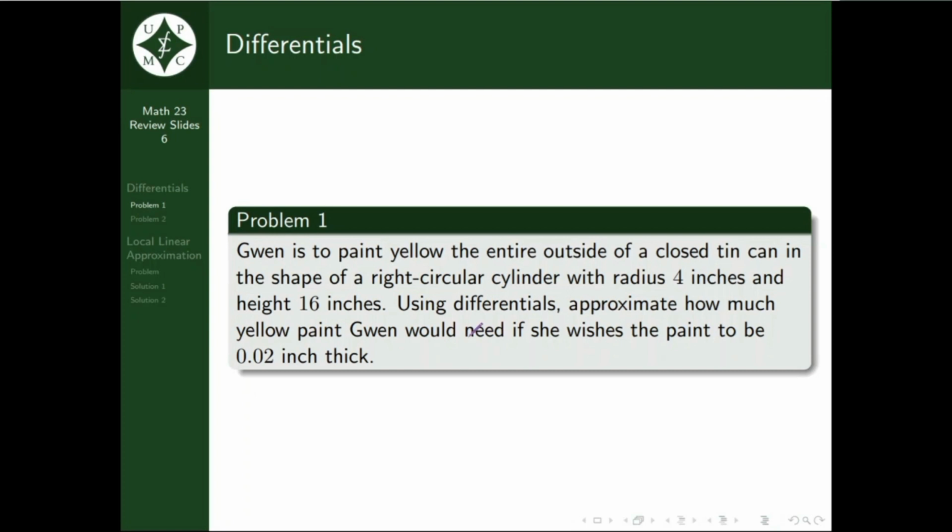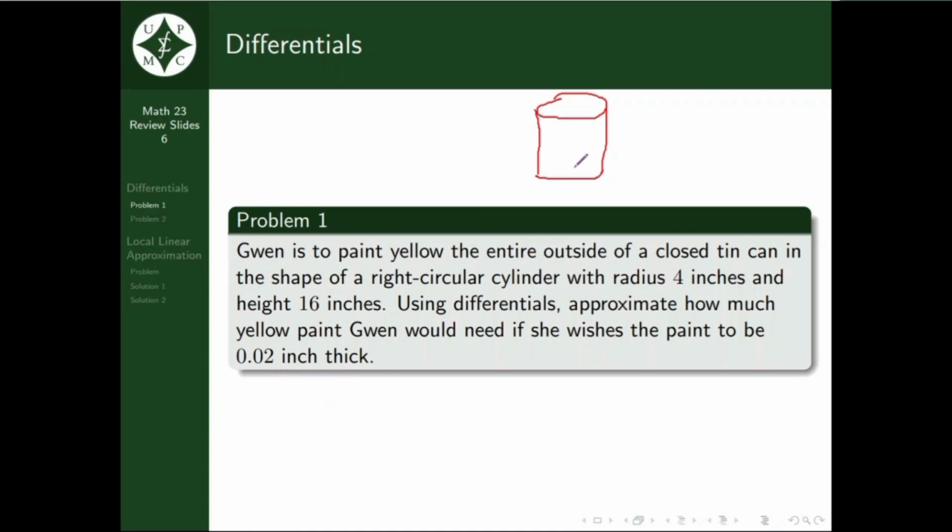So for this problem, it's nice to have a visualization. So i-try ko mag-drawing kahit hindi ako magaling. So ayan, may circle tayo dito kasi gusto ko mag-drawing ng can. So right circular cylinder daw siya. So imagine nyo na lang na tama yung drawing ko. So gusto niya i-paint yung entire outside. So basically ipipaint niya yung top, ipipaint niya yung body niya, ipipaint niya yung bottom. So eventually, ang kailangan yung thickness niya 0.02 inches.